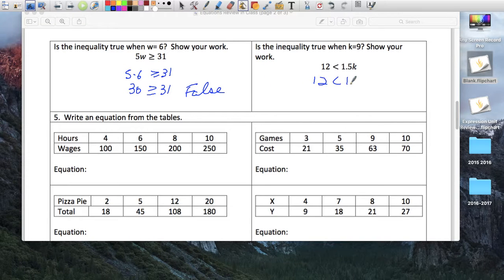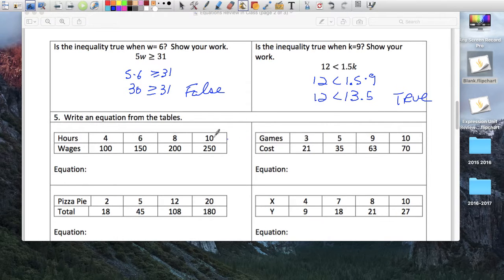12 is less than 1.5 times 9. I don't know, no idea, so let's multiply. 1.5 times 9 is 13.5. Is 12 less than 13.5? Yes, it is, so this inequality is true.